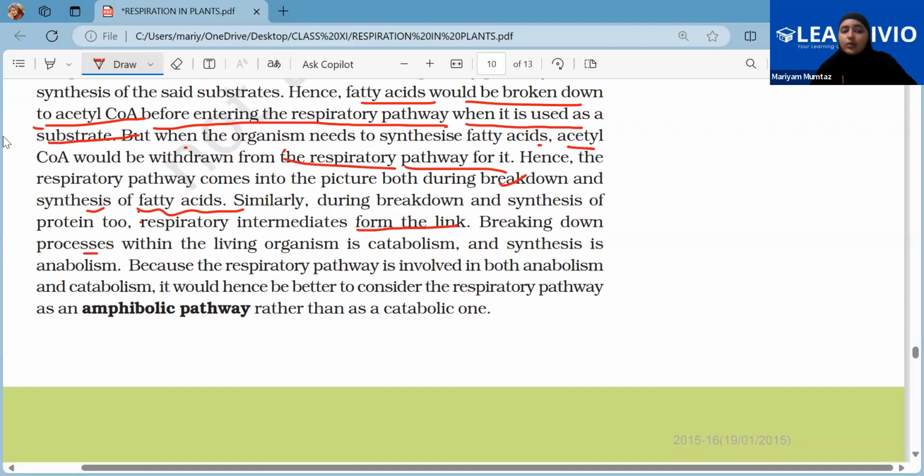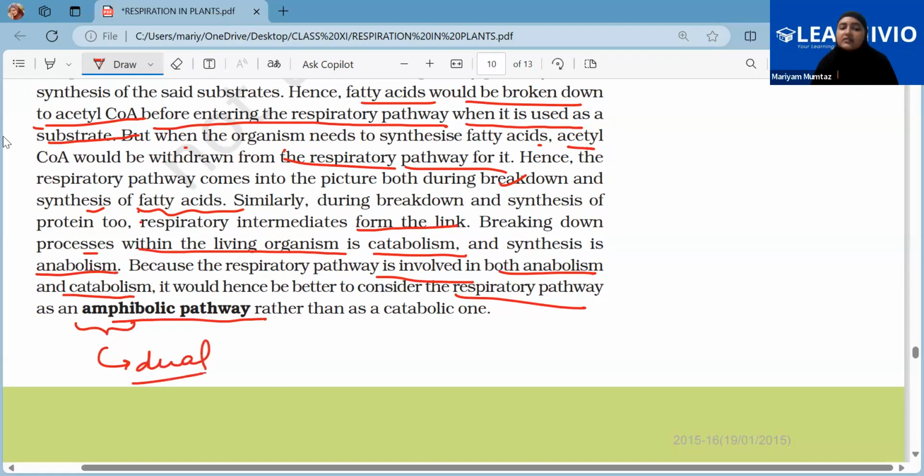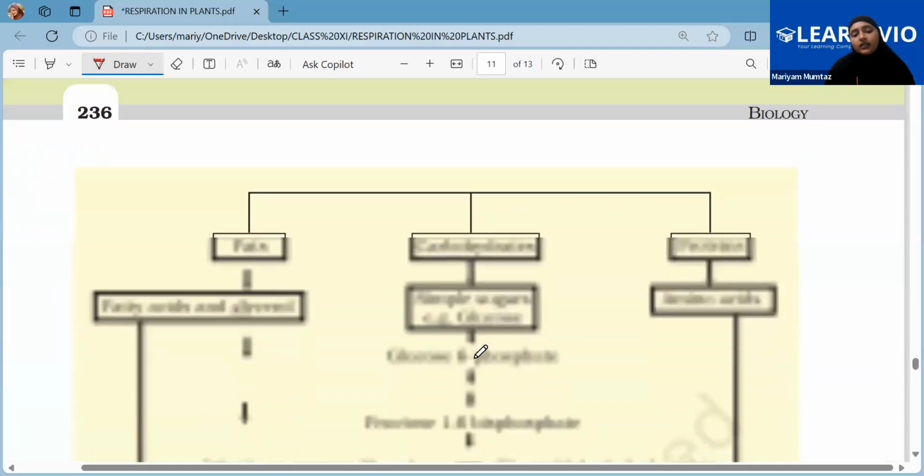Breaking down processes within the living organism is catabolism and synthesis is anabolism. Because the respiratory pathway is involved in both anabolism and catabolism, it would be better to consider the respiratory pathway as an amphibolic pathway. Amphi means dual, right? Amphibians, you remember, amphi means dual. So it is a pathway that has dual catabolism and anabolism pathways present. That is why we call it amphibolic. We cannot just call it catabolic.